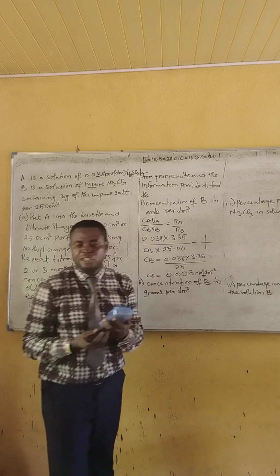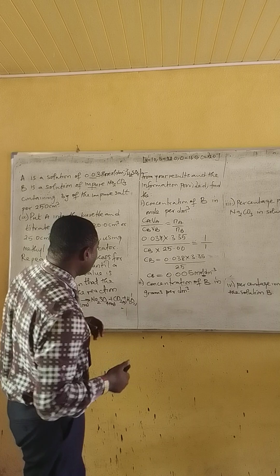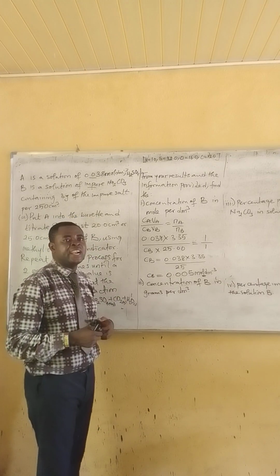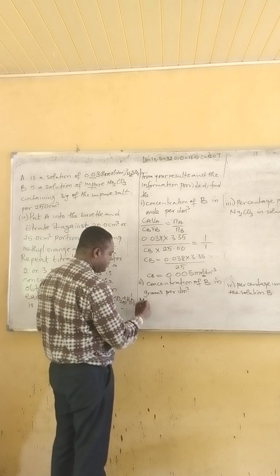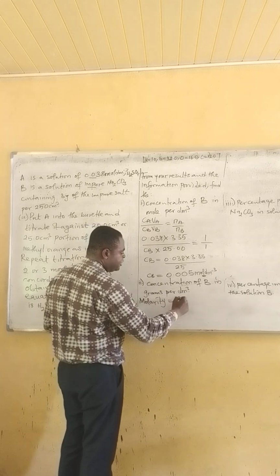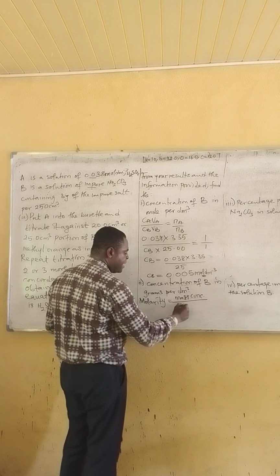So that is the concentration of B in mole per dm³. Then the second question says they don't want it in mole per dm³ again, they now want it in gram per dm³. Don't forget the formula to do that. Molarity equals mass concentration over molar mass.